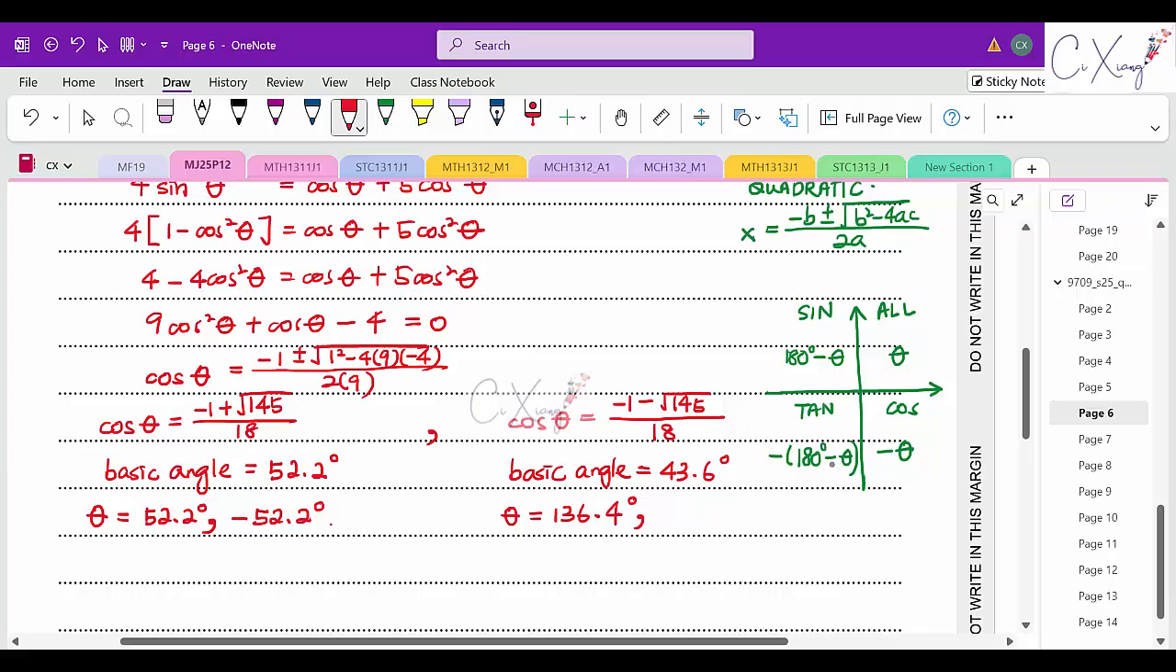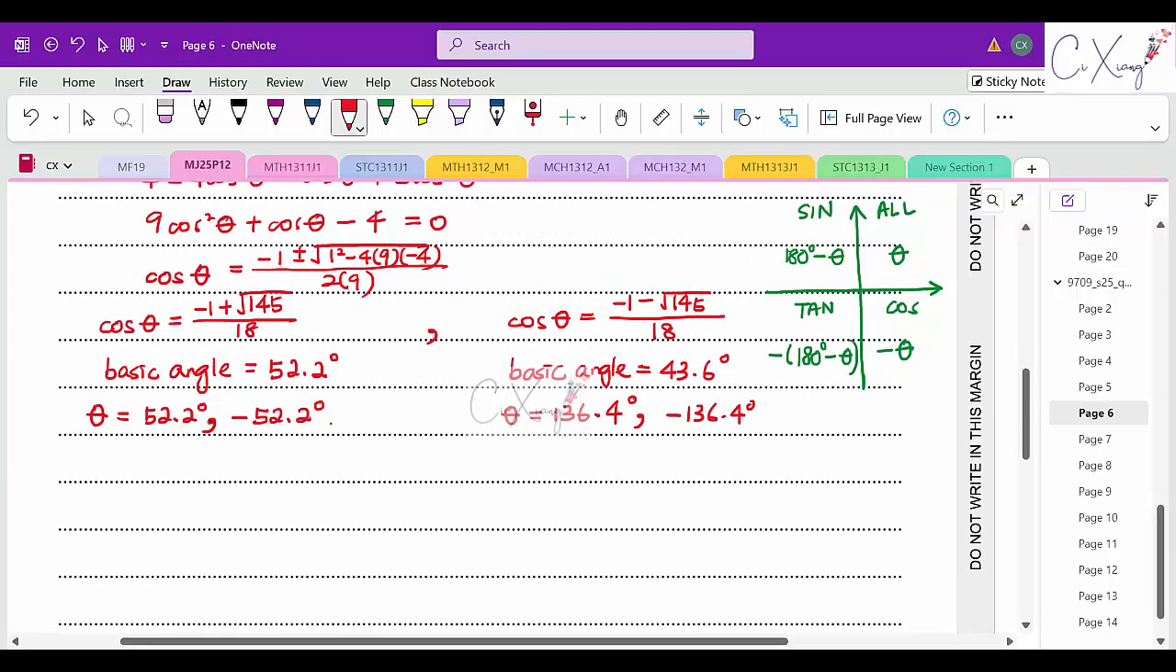Third quadrant, is it cos negative? Yes, also, right? So you take 180 minus the basic angle, then you put the negative in front. So it should be negative 136.4. Fourth quadrant, is it cos negative? No. So you don't accept the answer from this part. And we have gone through the quadrants. So I think this is the final part of our solution here for this question number 5.